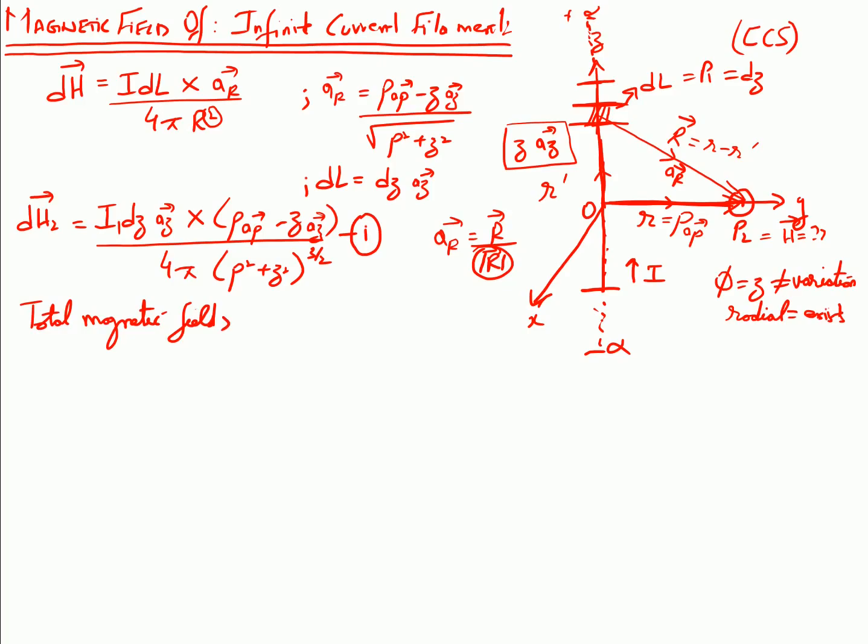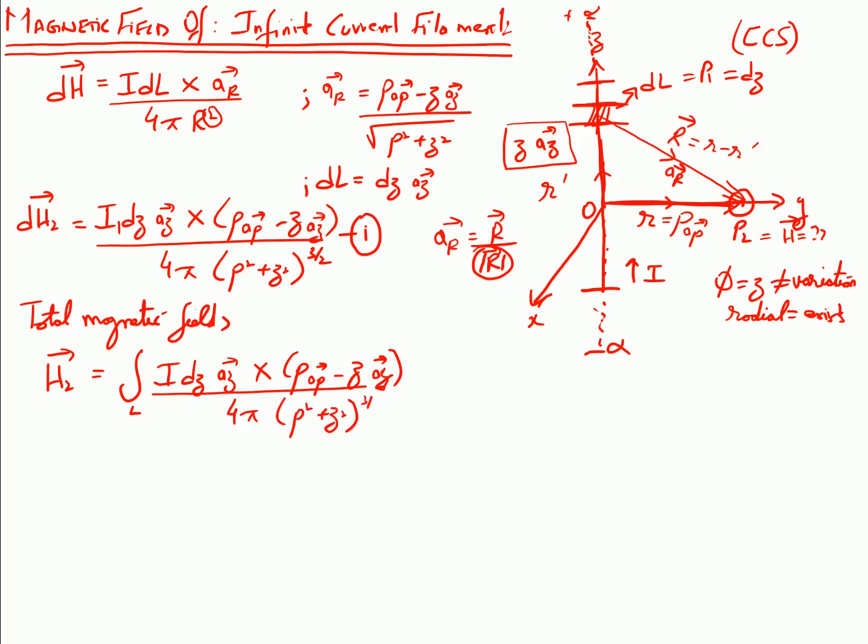we say that H2 is going to be the line integral of I dz along a of z cross product with rho along a of rho minus z along a of z divided by 4 pi, and then you have rho square plus z square to the power 3 by 2. So now what is this line? So this line is along the z axis from minus infinity to plus infinity. So now we just integrate this.